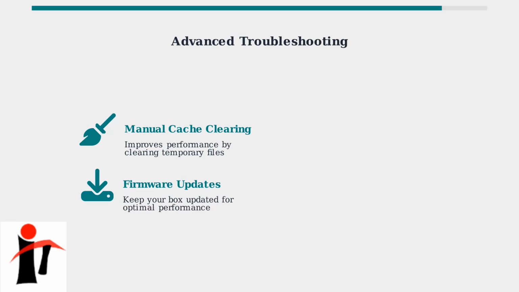Manual cache clearing removes temporary files that can slow down performance, while firmware updates provide bug fixes, new features, and security improvements. These advanced features and troubleshooting tools unlock the full potential of your EE TV Box Pro. Regular use of these capabilities will ensure optimal performance and a superior viewing experience.